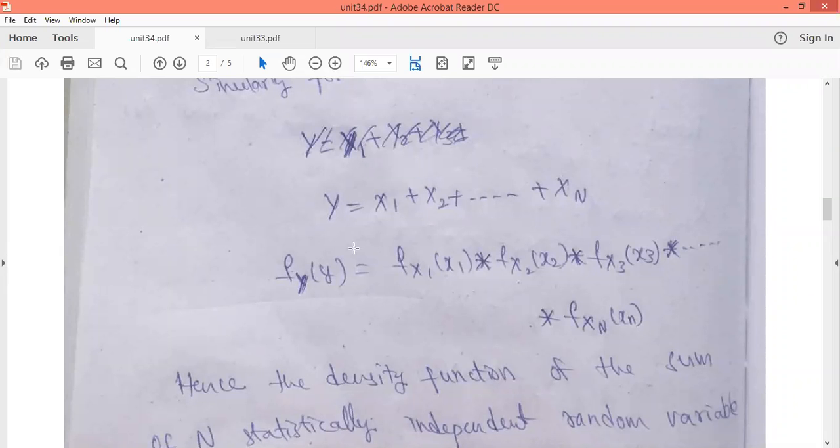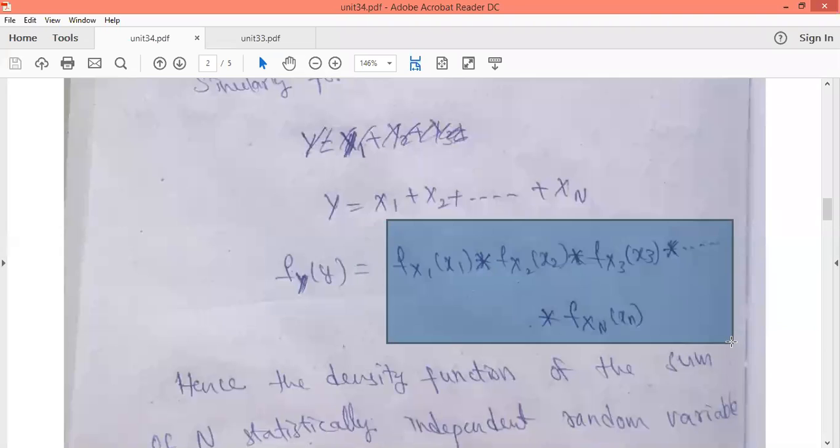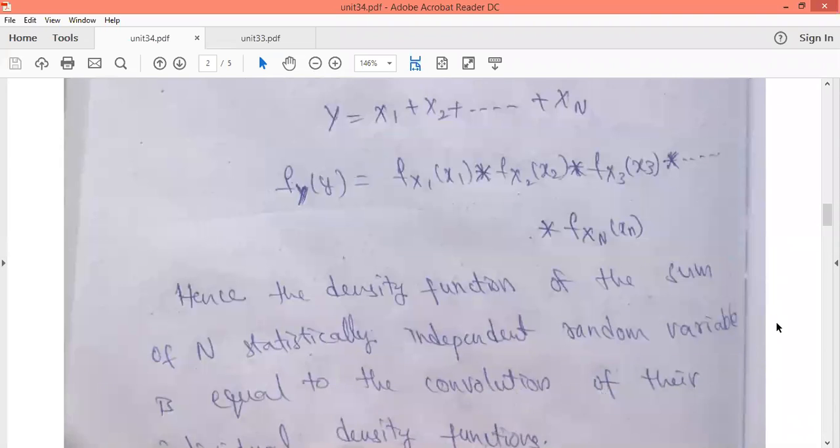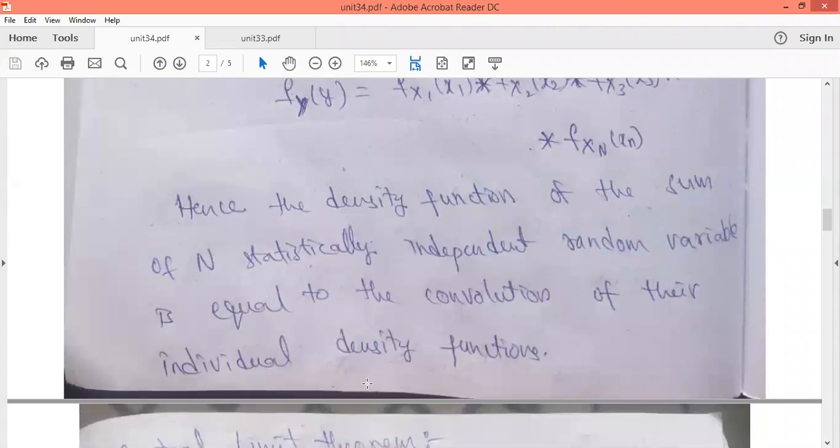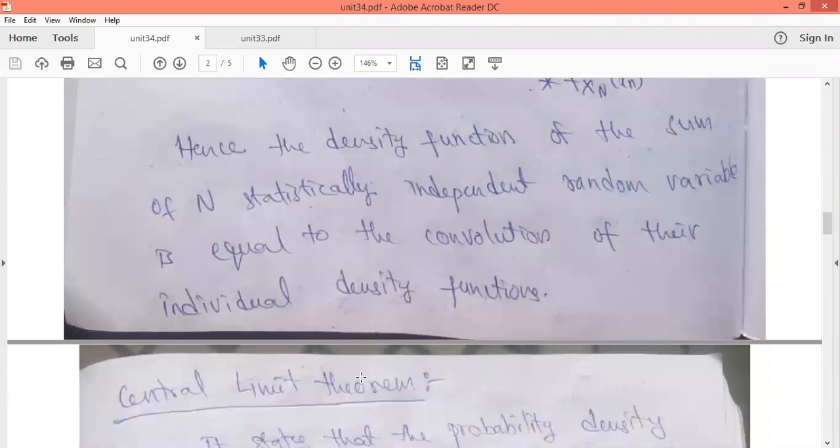So we have discussed that Y will be equal to the sum of n random variables, that is X1 plus X2 plus X3, and so on up to Xn. Then the probability density function of the sum of n random variables will be equal to the convolution of the probability density functions of the individual random variables. So the density function of the sum of n statistically independent random variables is equal to the convolution of their individual density functions.